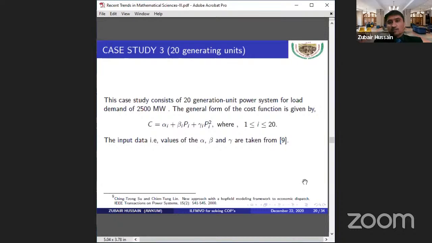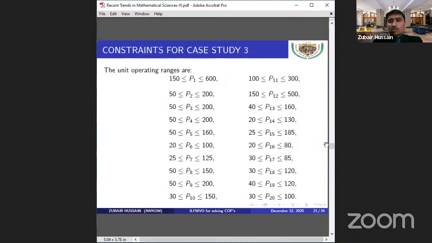Case study 3. In this case study, we have considered a 20-generation unit system with 2500 megawatt, and their objective function can be written in general form like this. The values for alpha, beta, gamma can be taken from the literature. This slide presents their unit operating ranges, or we can call them constraints. It is a 20-generation unit system, so P1, P2 up to P20.